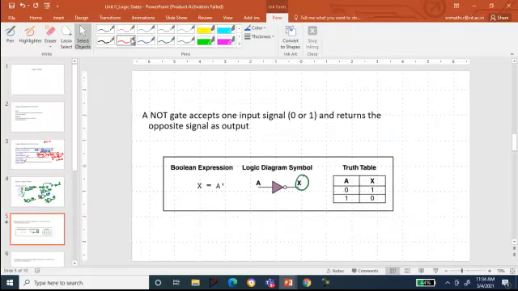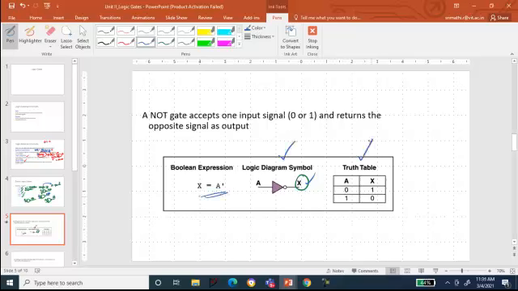NOT gate, as I said, you have only a single input A, and the output, let me name it as X, and X will be A bar. This is the Boolean expression. This is the logic diagram, and the truth table. A input can take two values, 0 and 1, and the output will be, for 0 it will be 1, for 1 it will be 0. So the mapping of input and output is said to be the truth table.